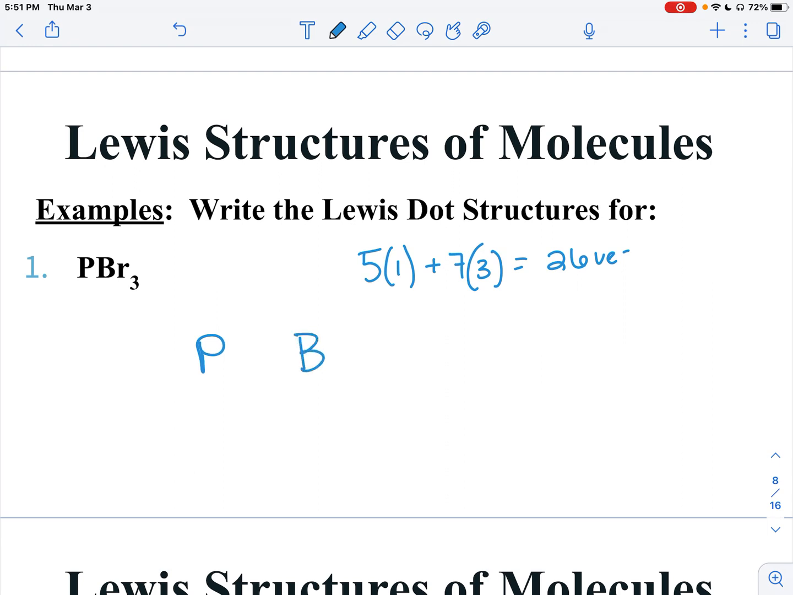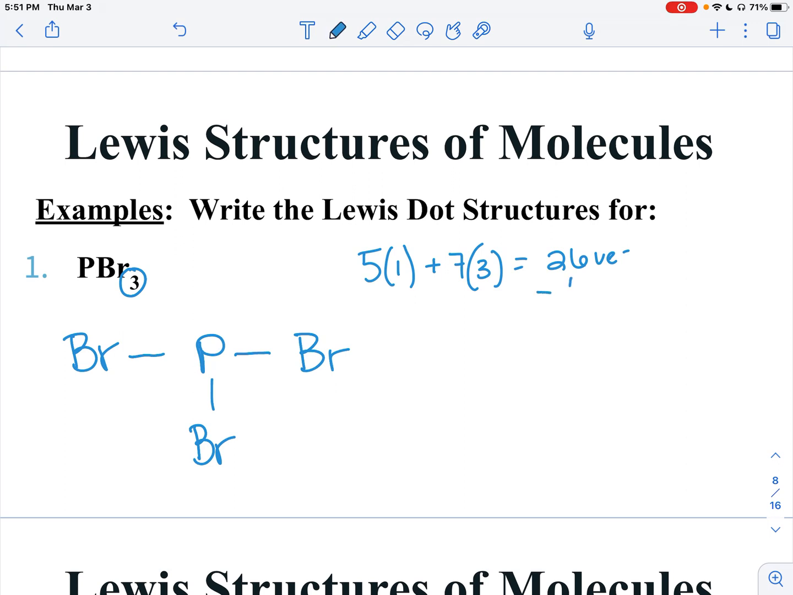Then you arrange all of your terminal atoms around your central atom. And we have 3 bromines, so we draw all 3 of them. Next, we connect our terminal atoms to our central atom. And that is a bond. Each bond is worth 2 electrons. So here we have 1, 2, 3, 4, 5, 6.